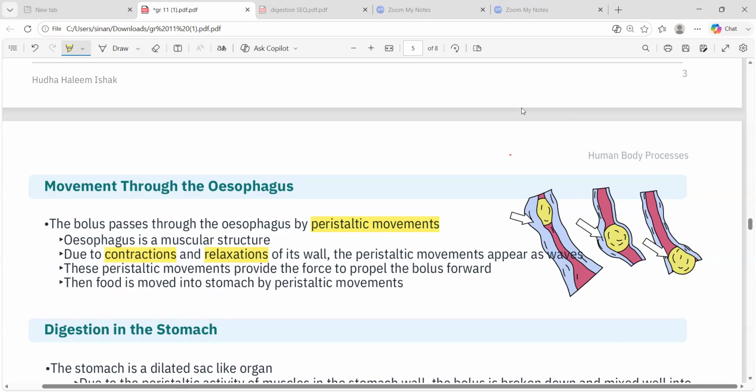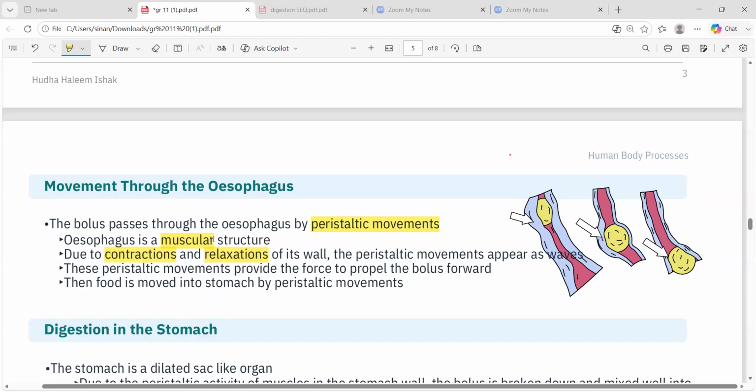Okay, so this esophagus is a muscular structure. Muscular structure means what? It has muscles. It is mainly made up of what? Muscles. So contraction and relaxation of these muscles will result in the peristaltic movement.